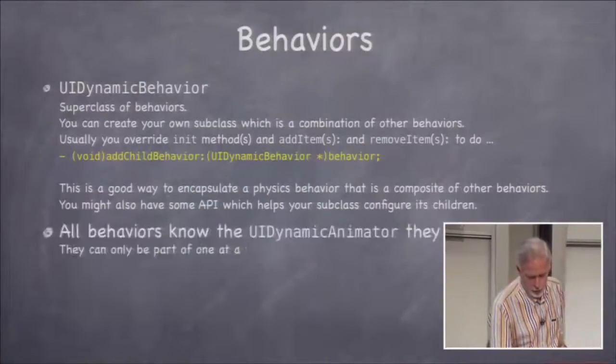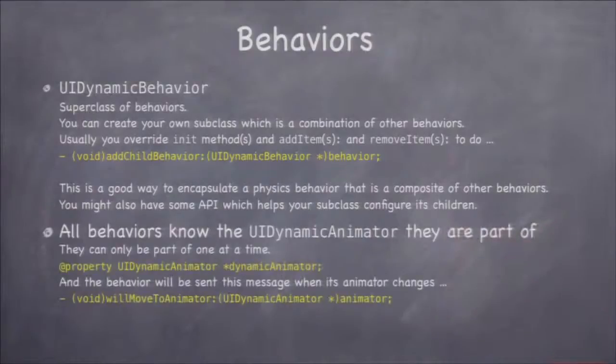Okay? What is more, all UIDynamicBehaviors, gravities, collisions, your own custom ones, whatever, they know what dynamic animator they are in. They have a property called dynamicAnimator, which says what dynamic animator they're in. And there's kind of a view controller lifecycle thing of UIDynamicBehaviors, which only has one method in it, willMoveToAnimator. That gets called every time it gets moved to an animator or out of an animator. This will be called with nil. That way you can find out whether your behavior is currently being animated or not, and by which animator.